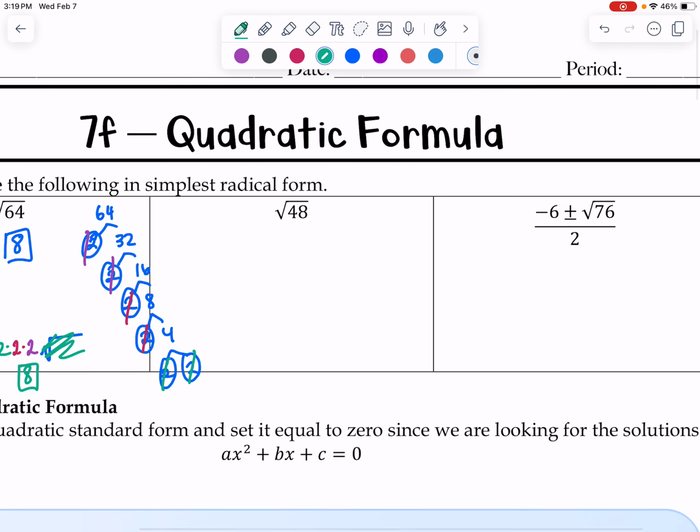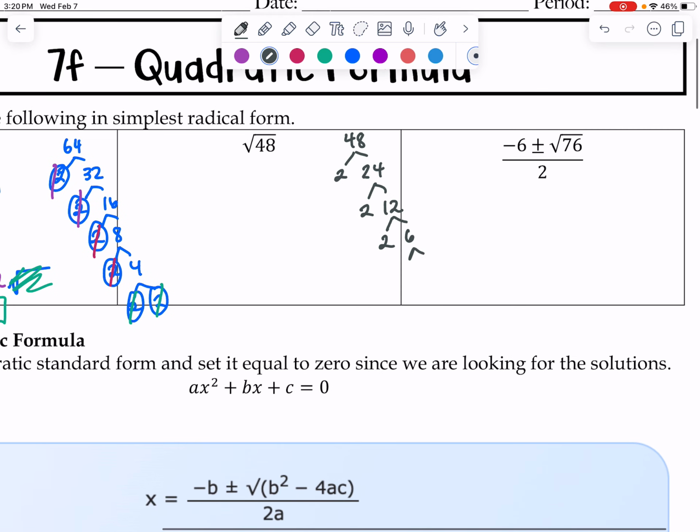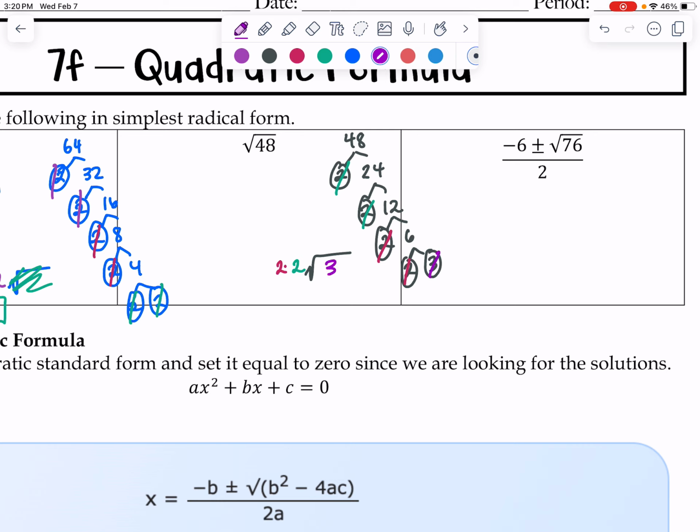Okay, 48 is not a perfect square. So 2 times 24, 2 times 12, 2 times 6, 2 times 3. Those are all our prime factors. When I make my radical, we've got a pair of 2's, a pair of 2's, and a lonely 3 left behind. So this simplifies to 4 square roots of 3 for our final answer.